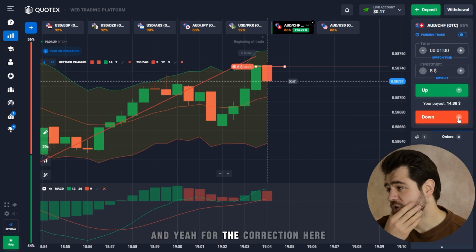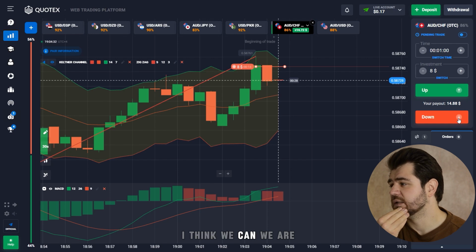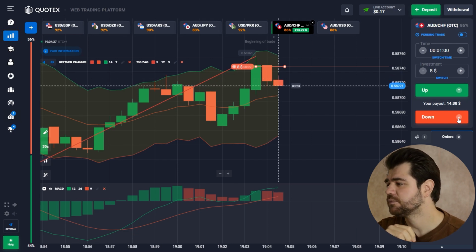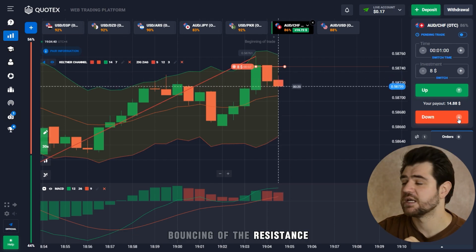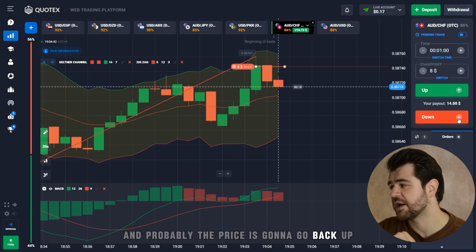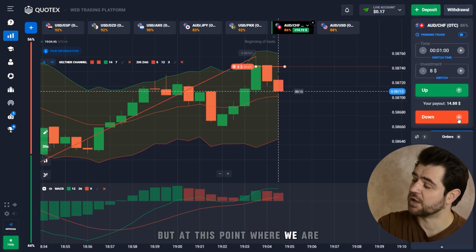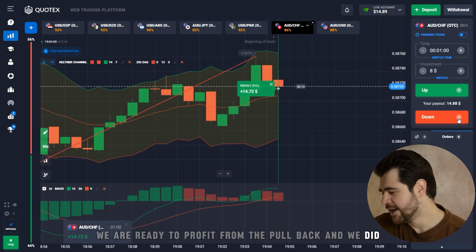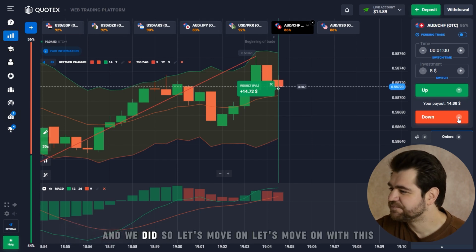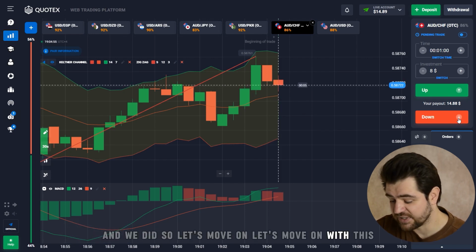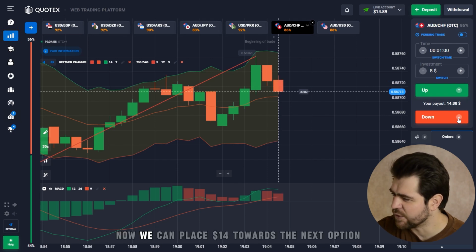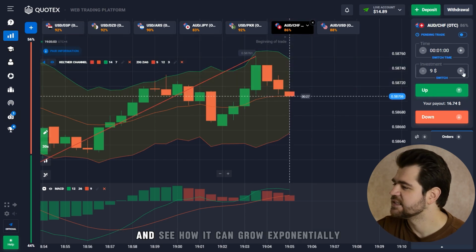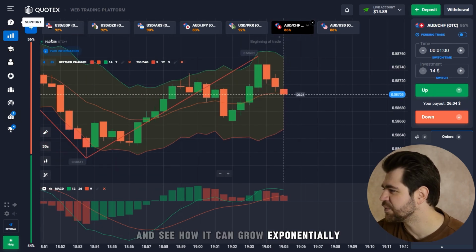And yeah, for the correction here, I think we're good to profit from this little pullback, bouncing off the resistance, and probably the price is gonna go back up. But at this point, we are ready to profit from the pullback, and we did. So let's move on. Now we can place $14 towards the next option and see how it can grow exponentially.